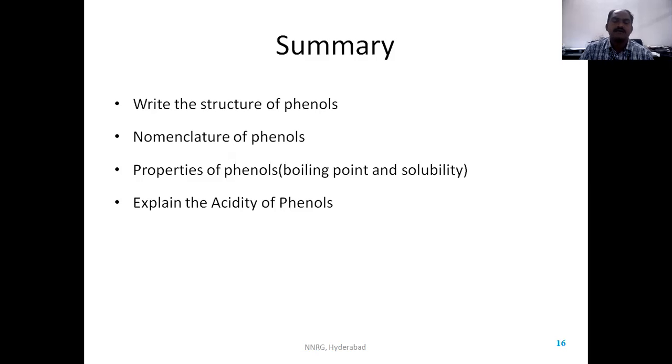Why? Because in phenols, the charge is delocalized over the aromatic nucleus. It requires a lot of distance to delocalize the electrons, whereas in carboxylic acid, C double bond O, the oxygens which are available lose the proton very effectively, and resonance is more stabilized. So carboxylic acids are very much stronger acids than phenols.